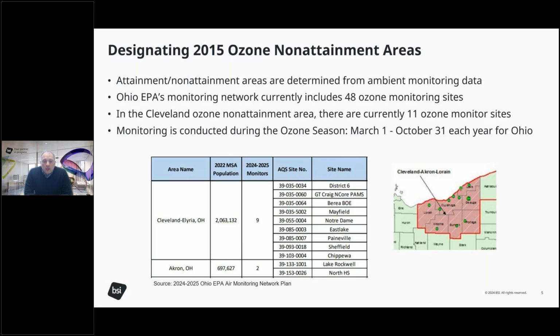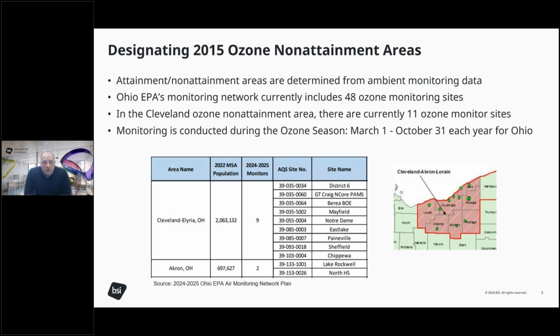So as required by the Clean Air Act, Ohio EPA has established an ambient monitoring network across the state, and that currently includes 48 ozone monitors statewide. And then for purposes of defining the design value for ozone, the monitoring is conducted during the ozone season, which is March 1st through October 31st.